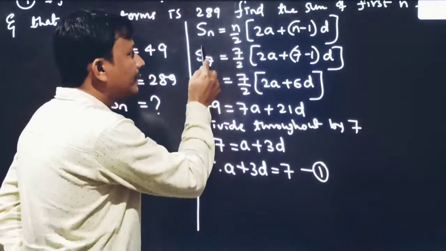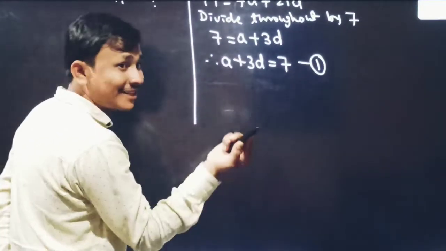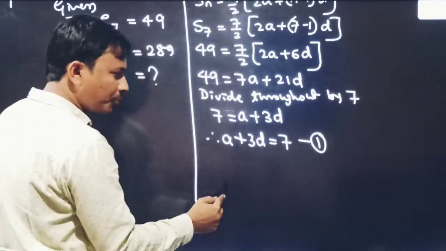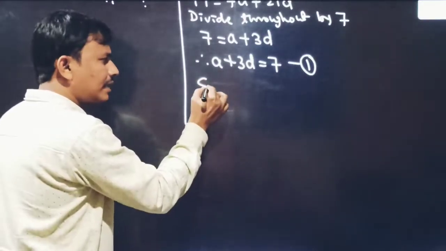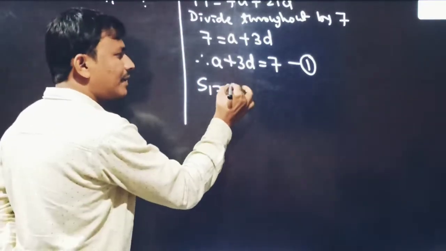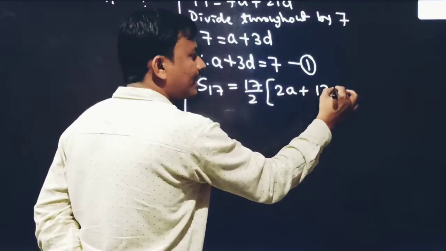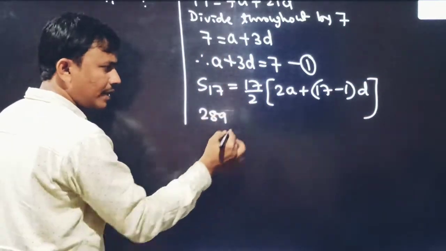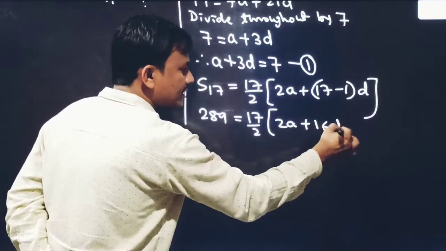What did we put here? n is equal to 7. Now the second one is 17, so we need to put n is equal to 17. That means S17 is equal to 17 divided by 2 in bracket 2a plus 17 minus 1 into d. S17 value 289 is equal to 17 divided by 2 in bracket 2a plus 16d.